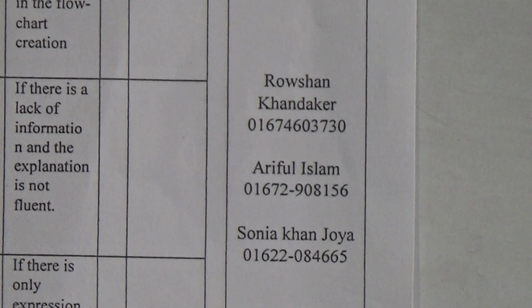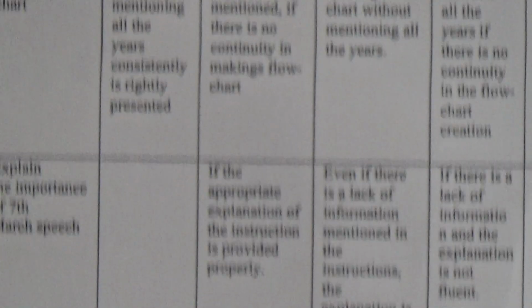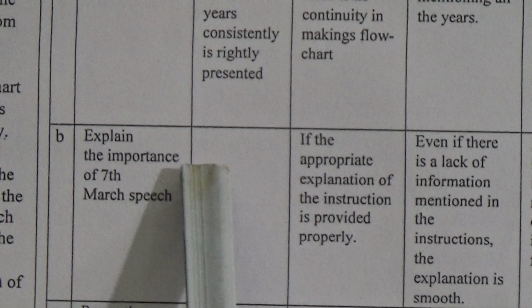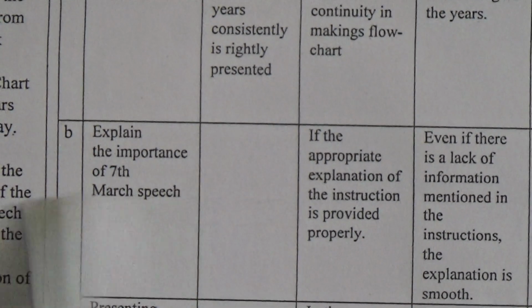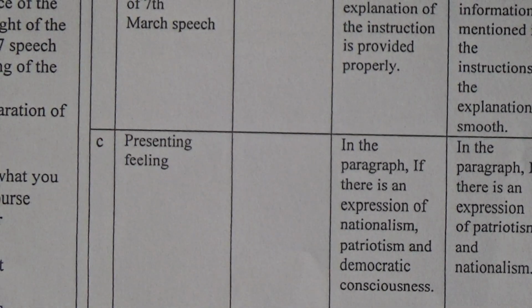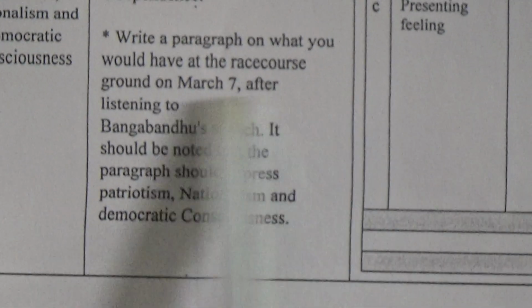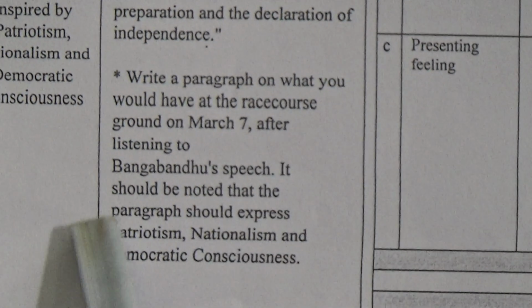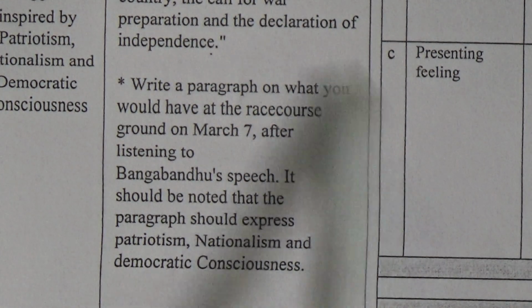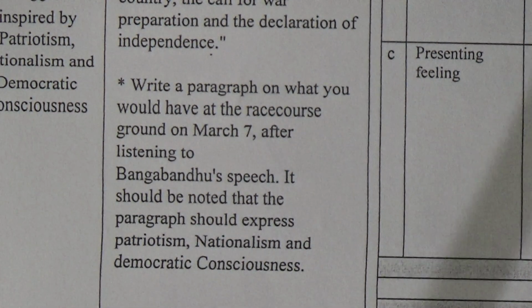Now, I will repeat it again. What will be the steps of your assignment? First, the continuity of the flowchart. Second, you have to explain the importance of the 7th March speech. And thirdly, you have to write a paragraph on what you would do at the racecourse ground on 7th March after listening to Bangabandhu's speech. What will you do? And that is all about your first assignment on Bangladesh and Global Studies.